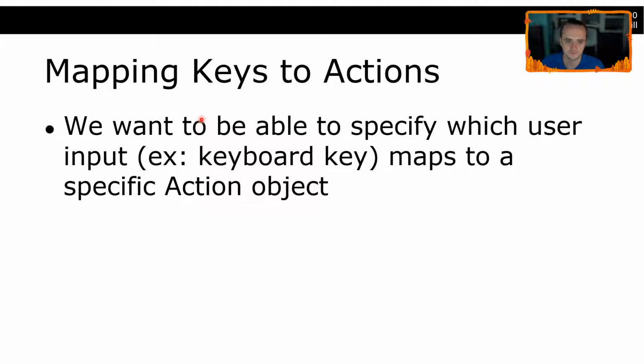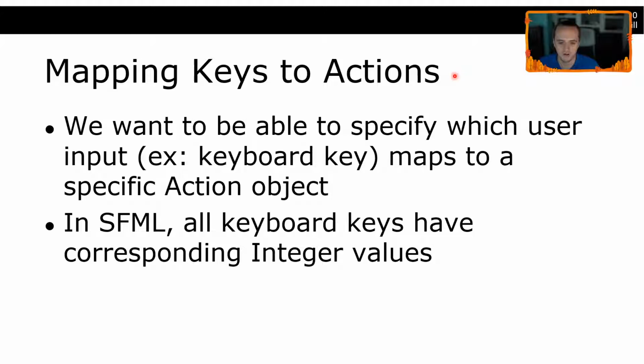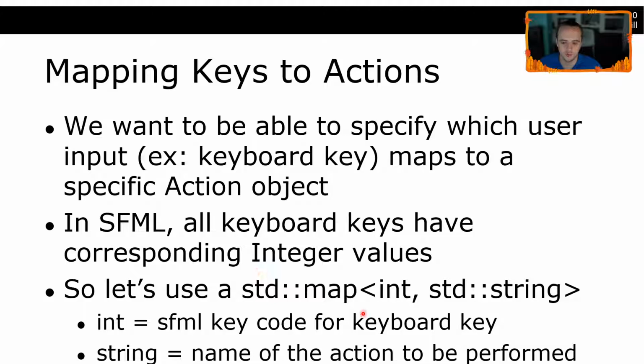So we want to be able to specify which user input, whether it's a button, a keyboard key, or a mouse click, maps to a specific action object. In SFML, all keyboard keys have corresponding integer values. Because in assignment 3 and assignment 4 we're only going to be using keyboard input, we're just going to realize that keyboard keys have corresponding integer values. And so we're going to have a map from integers to strings.